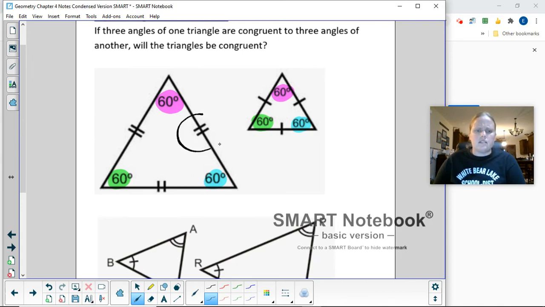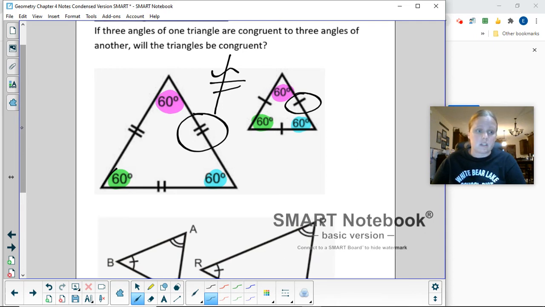But notice we have two different side lengths. And that's because if I were to take a picture of this equilateral triangle and print it out on a photograph, it would be the same triangle, just in a smaller version. So right away I can say, no, angle, angle, angle does not necessarily make two congruent triangles. Okay, well, I have one non-example. So right away that disproves this conjecture.